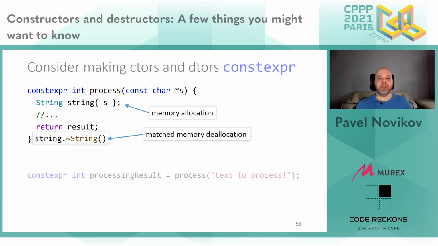So having that, we can now write something like this. We initialize a constexpr constant with the result of the call to the process function. And in C++20, this works.